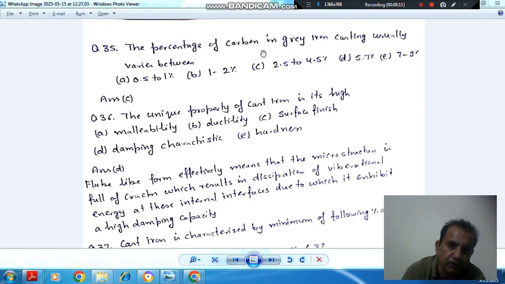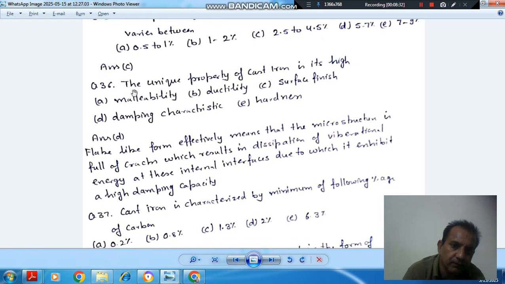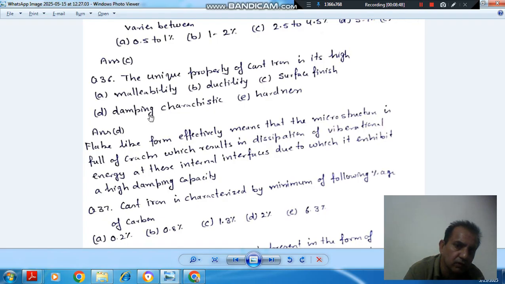Now questions based on this. First question: the percentage of carbon in grey iron casting usually varies between option A 0.5 to 1%, option B 1 to 2%, option C 2.5 to 4.5%, option D 5 to 7%, option E 7 to 9%. So answer is C, 2.5 to 4.5%. Next, question number 36: unique property of cast iron is its height. Option A malleability, option B ductility, option C surface finish, option D damping characteristics, option E hardness.